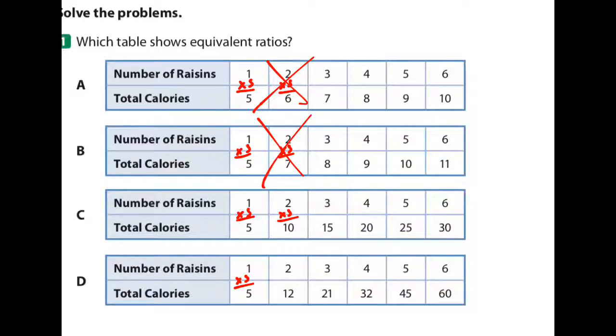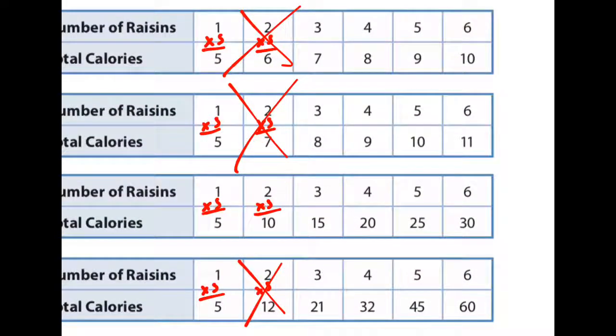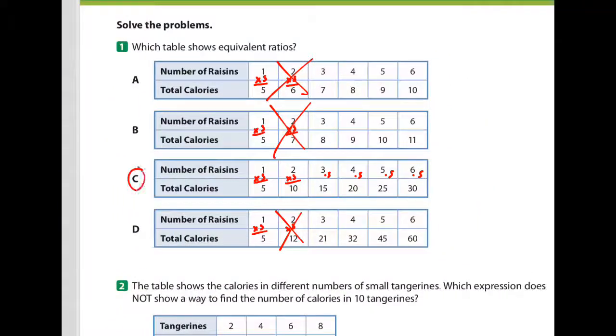Let's check D. Is 2 times 5 12? No. So we just eliminated 3 of the answers already. Now, if you wanted to check further, you can notice that 3 times 5 is 15, 4 times 5 is 20, 5 times 5 is 25, and 6 times 5 is 30. If you had C circled for 1, give yourself a C.